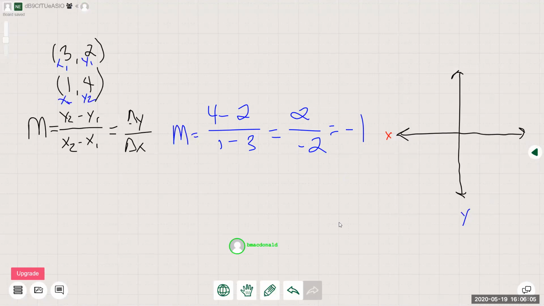And we can go ahead and graph that now to see if that comes out correct. So we have 3, 2 as our first. We'll go over 3 from the origin and up 2. That should put our point right about there. And then we have 1 over and 4 up. So 1, 1, 2, 3, 4, and that'll put our line right about here.